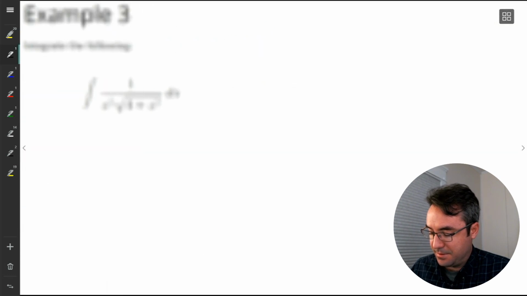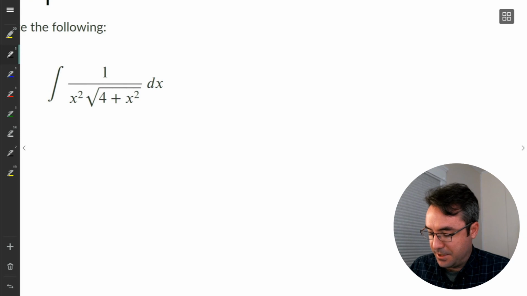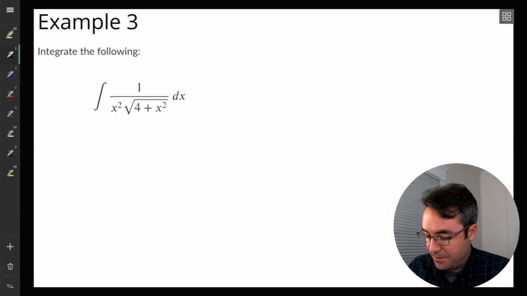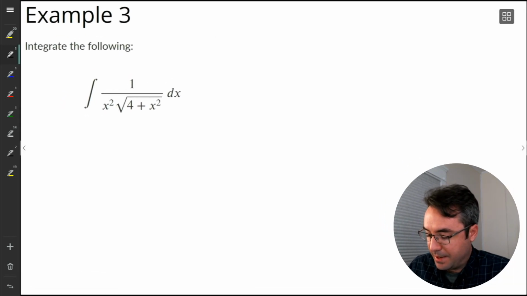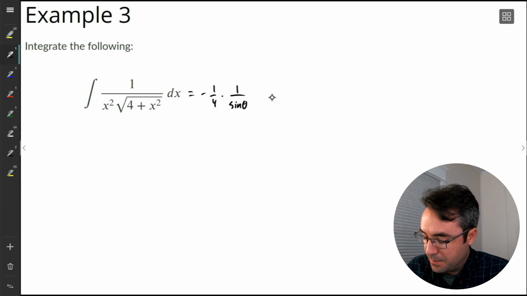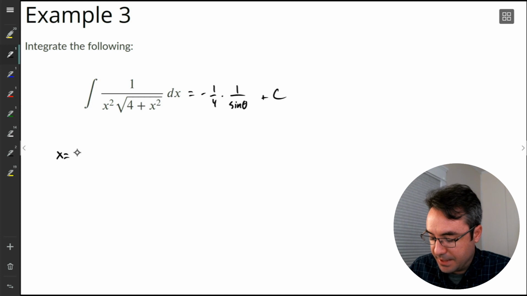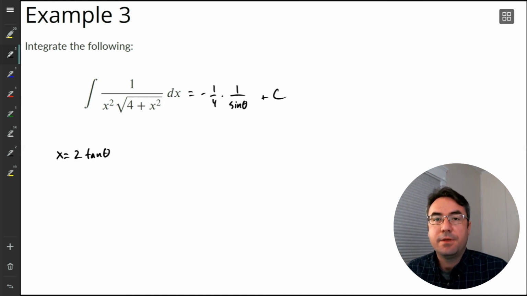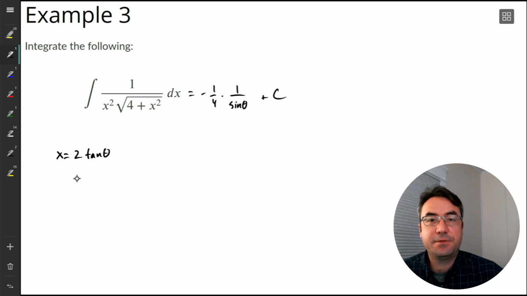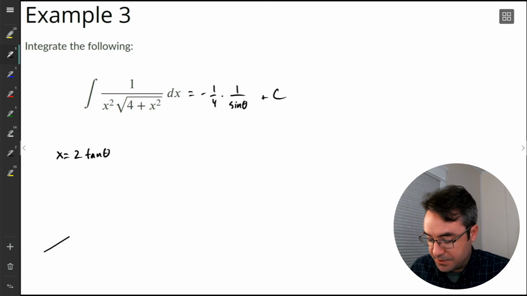So let's write down what we have so far. We have our integral is negative 1/4 times 1 over sine theta plus c. And our original trig substitution was x equal to 2 times tangent theta. And this is going to be enough for us to fill in our right triangles. So let's start by filling in our right triangle. Here's our right angle, here's theta.